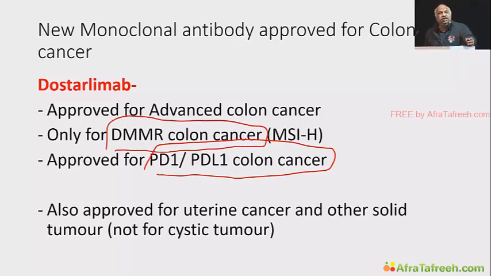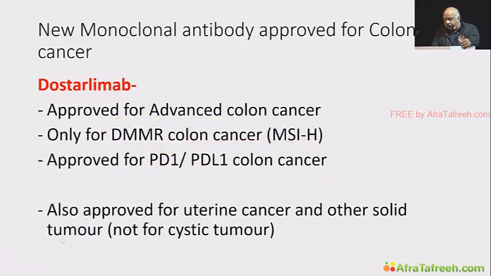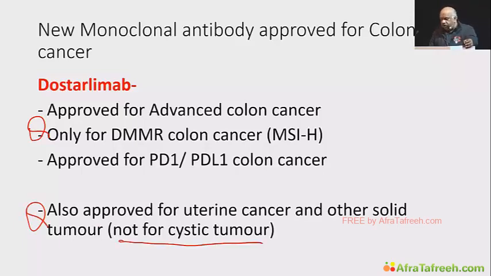DMMR means deficient MMR, mismatch repair gene. It's only for deficient mismatch repair gene, DMMR. So either this will become a question that dostarlimab is approved for which colon cancer, or a question that this is not approved for which cancer. For cystic tumor, it's not approved. For colon, it's approved. For uterine cancer and some other solid tumors. But cystic, it's not approved.